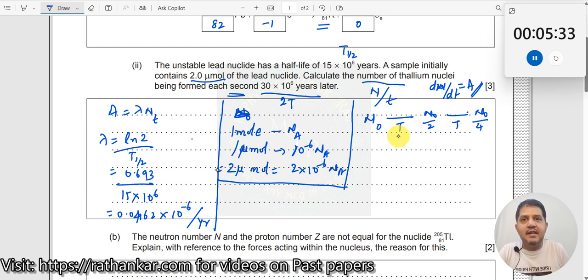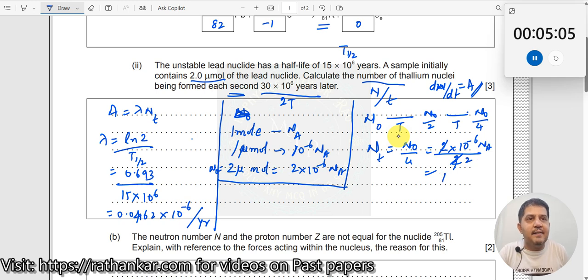What is N0? N0 is this value, because initially 2 micromoles of the substance were present, which is equal to this much number of atoms. So after this much time, the number of molecules left, Nt, is equal to N0 by 4, which should now be equal to 2 into 10 to the power of -6 Na divided by 4. 2 ones are 2, 2 twos are... Let me write the value of Na also: 10 power minus 6 into 6 into 10 to the power of 23.